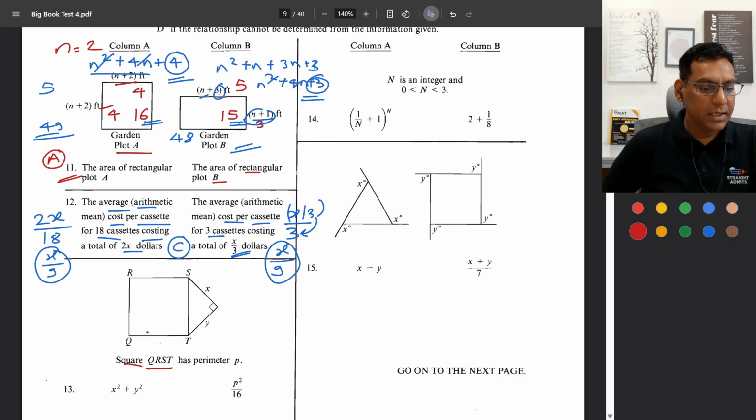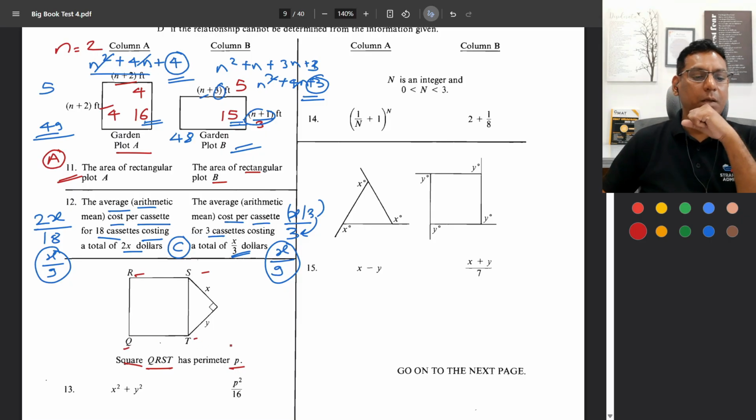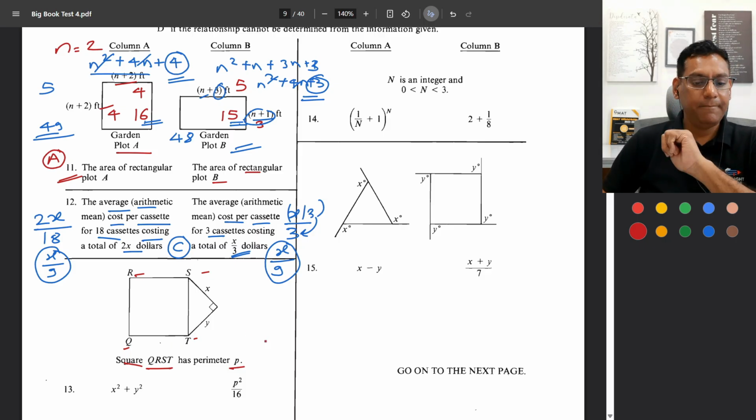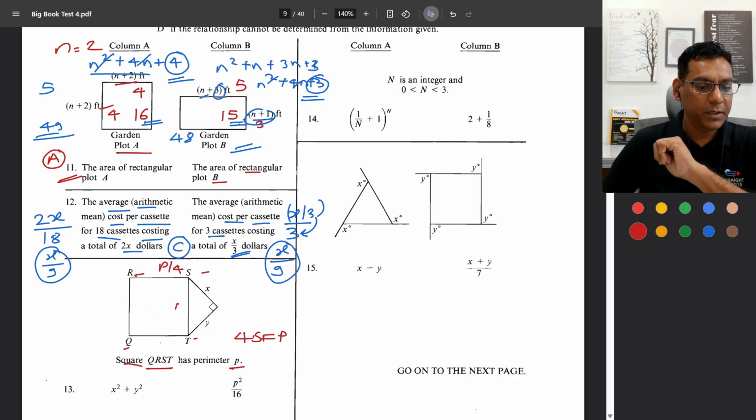Square QRST, this is a square, has perimeter P. What is the perimeter of a square? That is 4 times the side. So 4s is equal to p. So each side is going to be p by 4. Right, p by 4, p by 4, p by 4, p by 4.